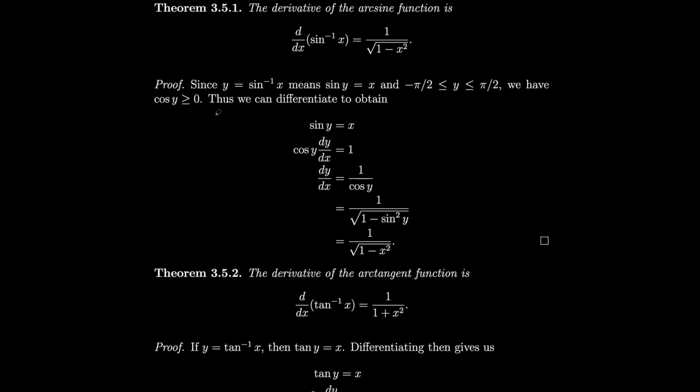The derivative of the arcsine function, derivative of sine inverse, is 1 over the square root of 1 minus x squared. So remember that if y equals sine inverse x, that's the same thing as saying that sine of y is equal to x. Okay, so because y is between minus pi over 2 and pi over 2, we know that cosine y is greater than or equal to 0.